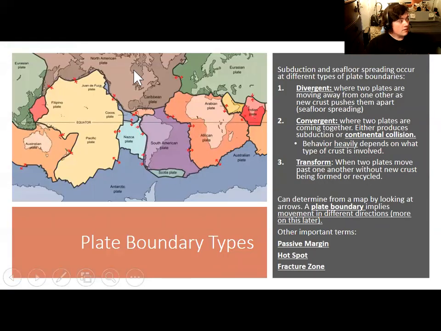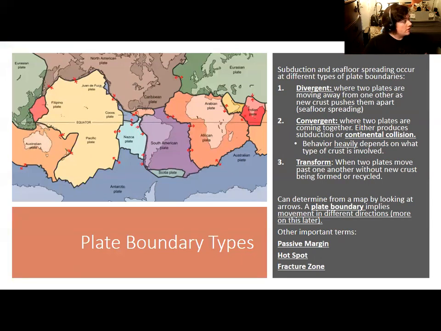Now, subduction is an event that occurs at one type of plate boundary. Seafloor spreading is an event that occurs at another. And we're now going to talk about the different types of plate boundaries that we find. Subduction zones are found at convergent plate boundaries, and seafloor spreading occurs at divergent plate boundaries. There is also a third that is usually seen accompanying seafloor spreading.